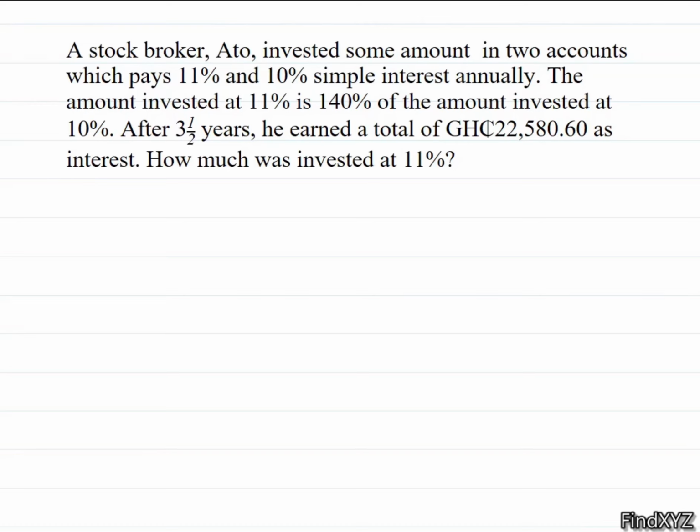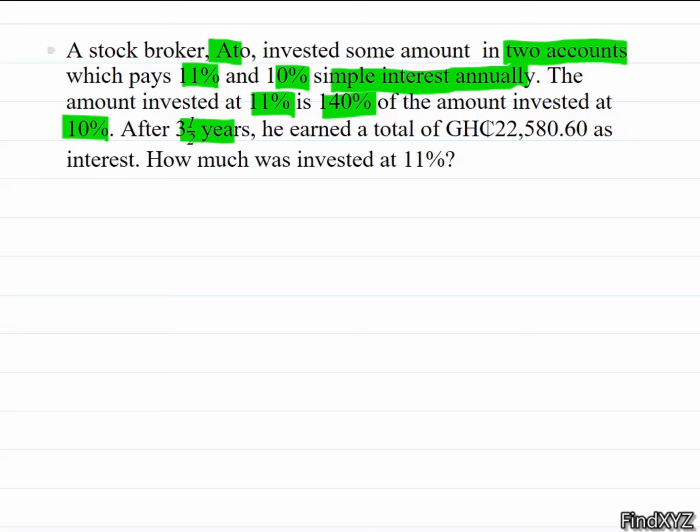Let's try this question from WASSCE 2025 called Mathematics. A stockbroker, Ato, invested some amount in two accounts, which pay 11% and 10% simple interest annually. The amount invested at 11% is 140% of the amount invested at 10%. After 3.5 years, he earned a total of 22,580 Ghana Cedis 60 pesewas as interest. How much was invested at 11%?